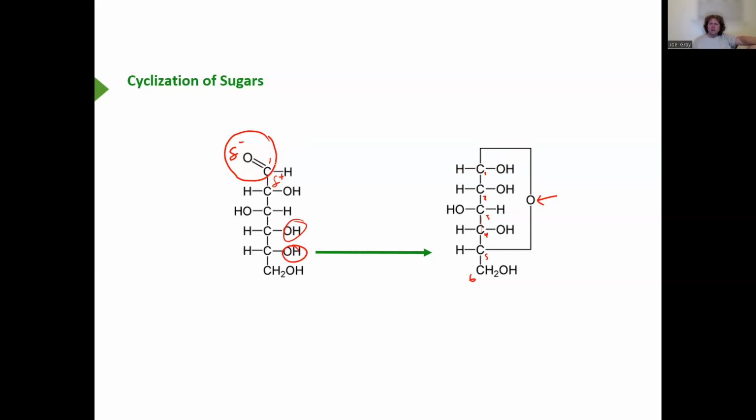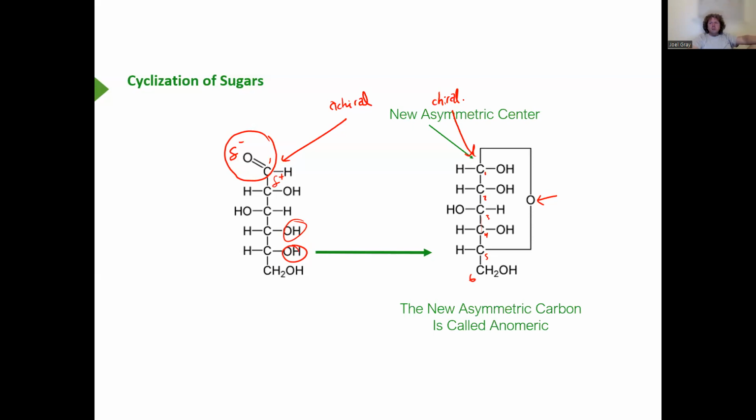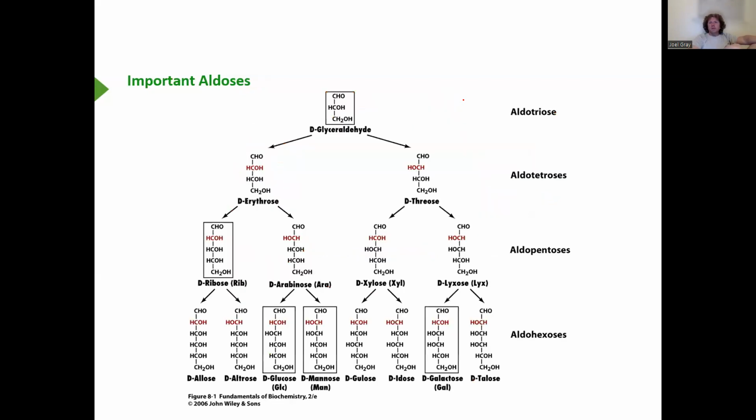So when we think about this carbon right here, it is achiral. But when we make this ring, now this is a chiral carbon. We'll come back to that in a little while, but I just want you to think about that. So carbon number 1 is chiral whenever we've made a ring, whereas in the linear form, it's achiral. So it's a new asymmetric center. This is called an anomeric carbon.